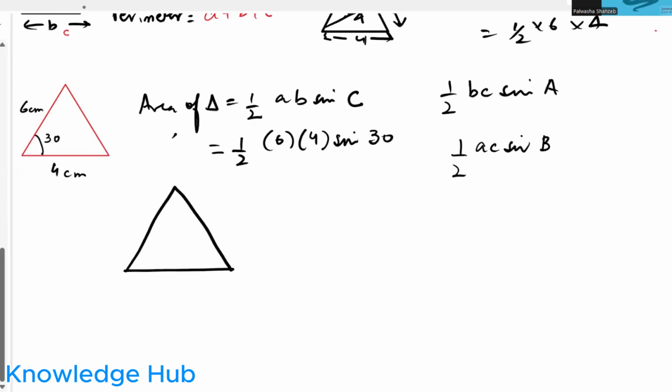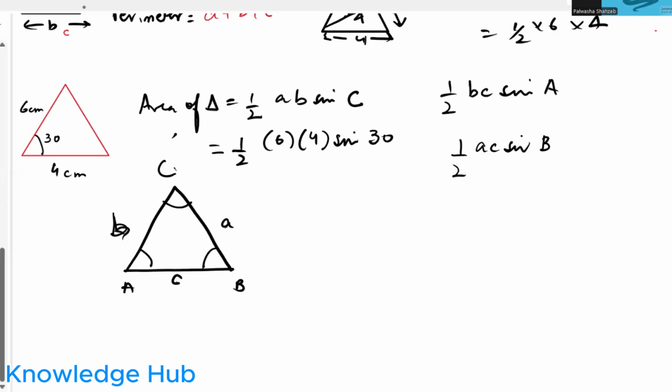For example, this is a triangle. This is A, this is B, and this is C. This is A, again B, and again C, right? So all these formulas are applicable on these triangles. But be very careful that you have to take the two sides and the included angle like this. Again, the two sides A and C and the included angle. Again, the two sides A and B and the included angle, like the way we have discussed over here.